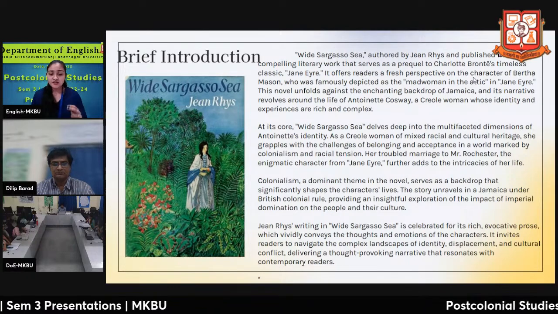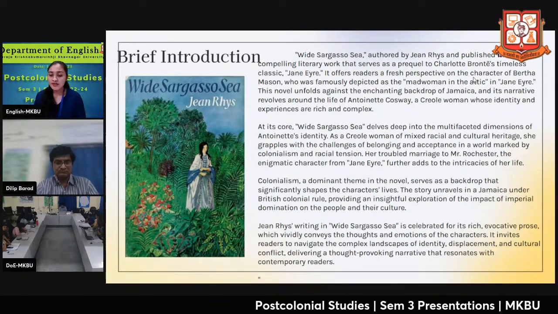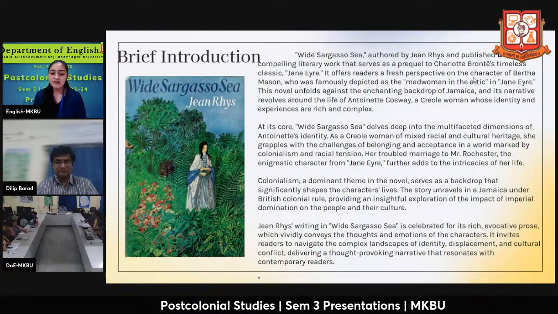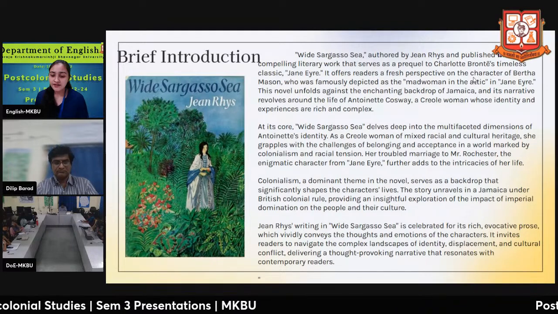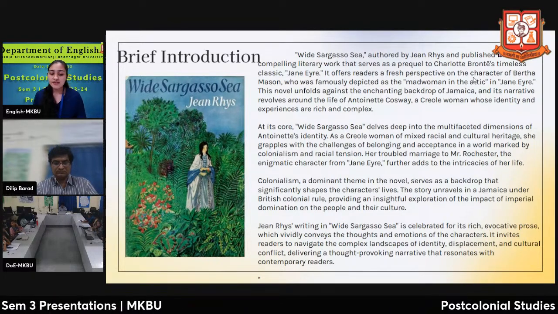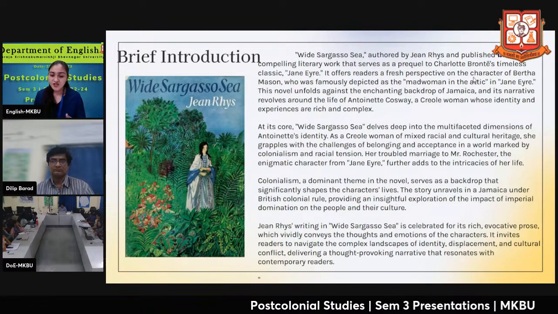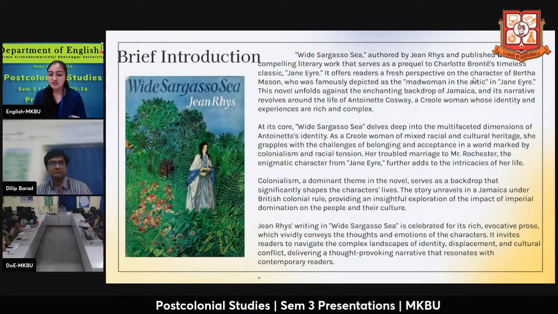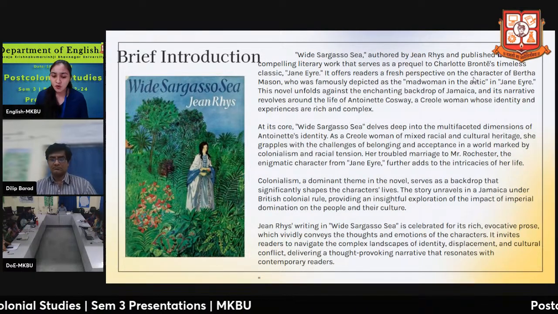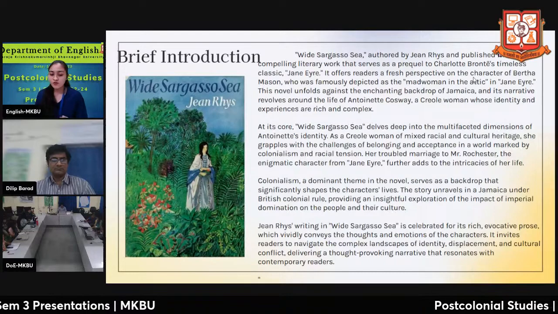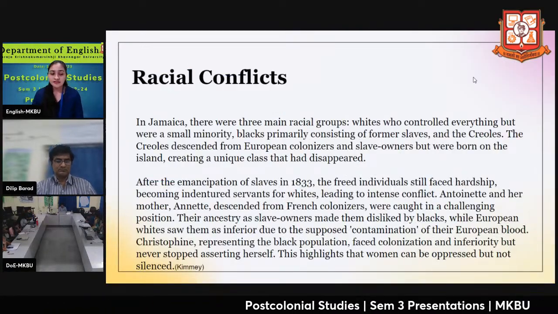Jean Rhys's writing in Wide Sargasso Sea is celebrated for its rich, evocative prose, which vividly conveys the thoughts and emotions of the characters. It invites readers to navigate the complex landscape of identity, displacement, and cultural conflict, delivering a thought-provoking narrative that resonates with contemporary readers. So, racial conflicts in this novel.